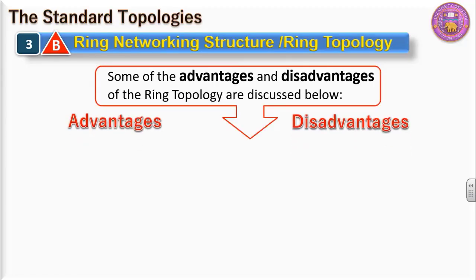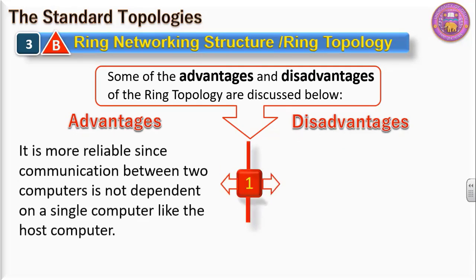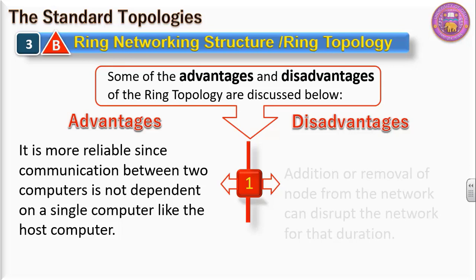Look at some of the advantages and disadvantages of ring topology. Ring topology is more reliable since communication between two computers is not dependent on a single computer like the host computer. For example, in the case of client servers, the clients are dependent on the server computer. But in this case, two computers are communicating. They are not dependent on a single host computer.